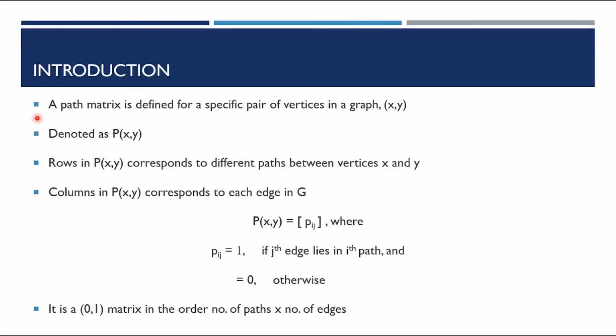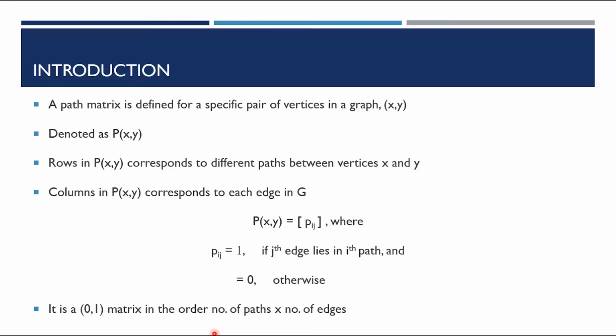Today we'll be discussing the topic path matrix. First of all, let's see what a path matrix is. A path matrix is something defined for a specific pair of vertices in a graph, that is x, y. It is denoted as P of xy. In a path matrix, all the paths between the vertices x and y are taken into consideration.